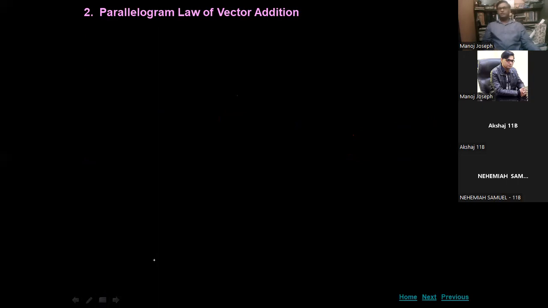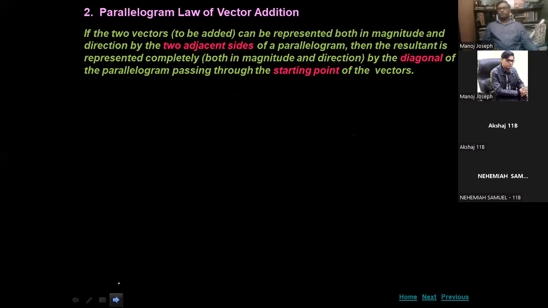So now this is the parallelogram law of vector addition. How is it different from the triangle law of vector addition? According to the parallelogram law of vector addition, if two vectors can be represented both in magnitude and direction by two adjacent sides of a parallelogram, then the resultant is represented completely both in magnitude and direction by the diagonal of the parallelogram passing through the starting point of the vector.